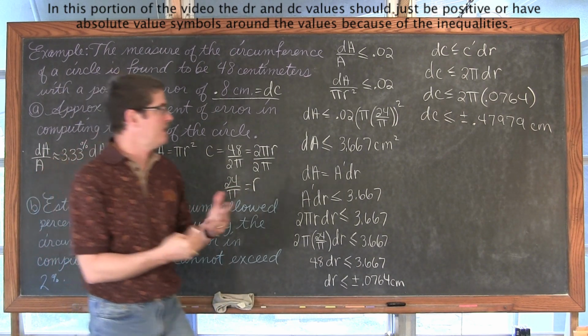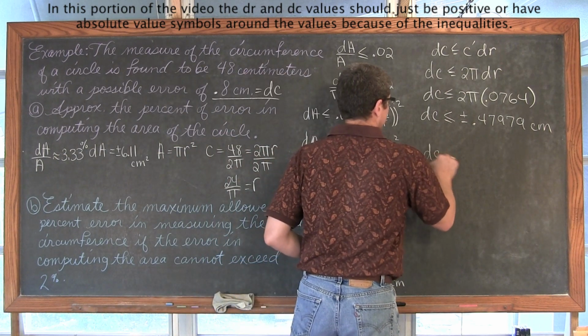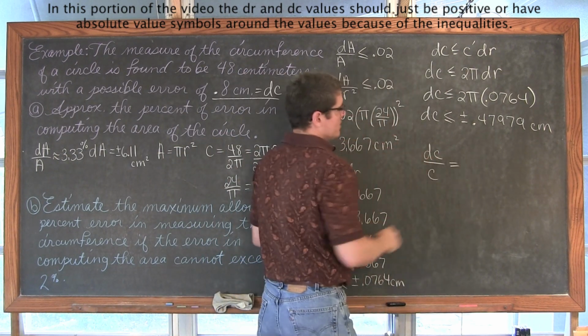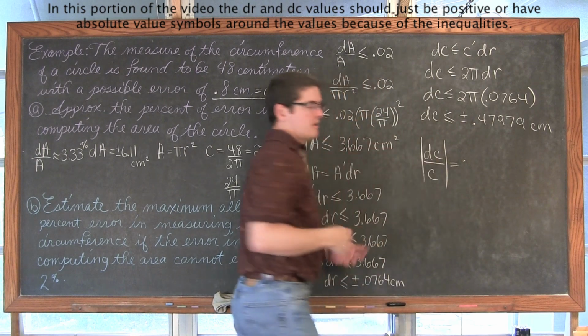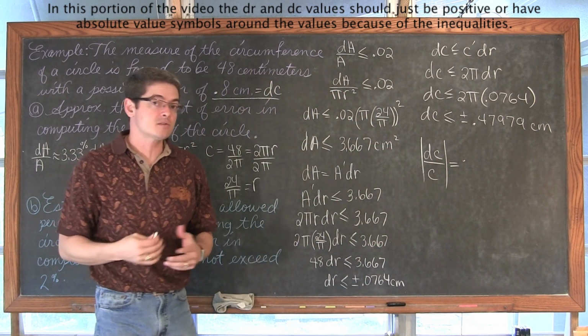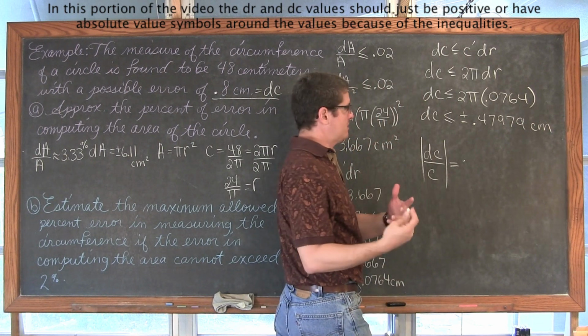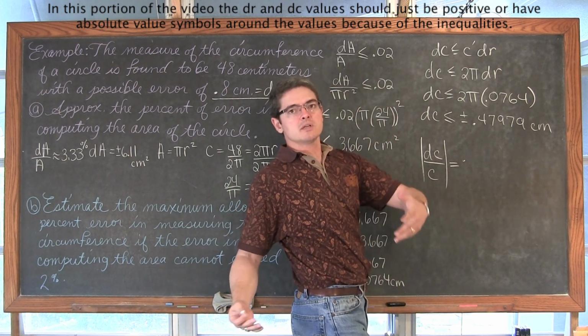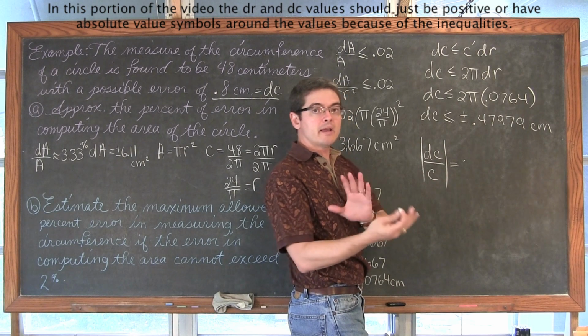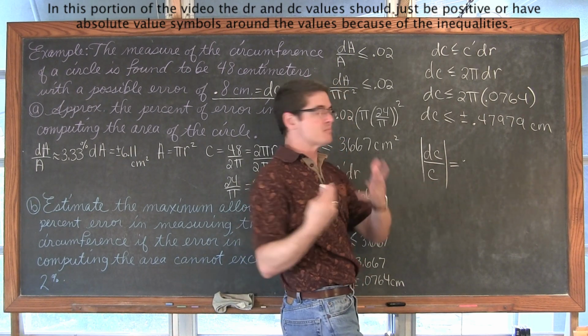So then the percent is going to be dc over c, and let's just wrap an absolute value around that so we have just a positive percent. Or you could just match whatever your teacher wants. Do they want a positive answer, or do they want you can be off by plus or minus this percent?